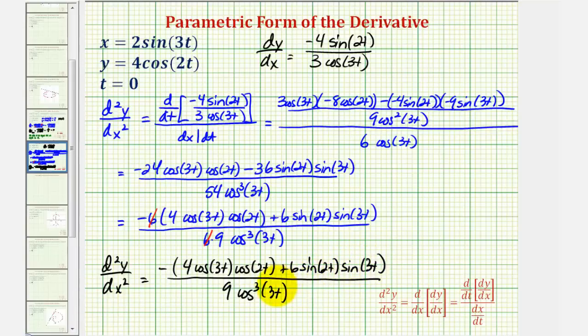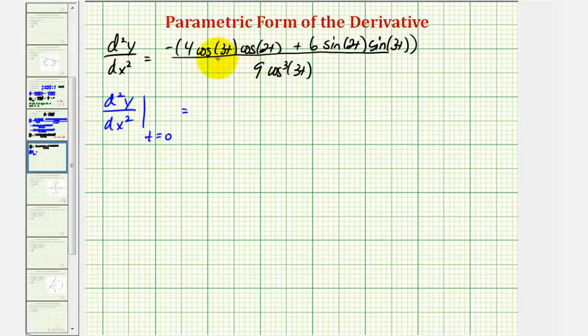Remember, our goal here was to evaluate this at t equals 0 to determine the concavity at the point 0,4. So let's go ahead and evaluate the second derivative at t equals 0 on the next slide. Notice when t equals 0, all of the angles of the trig functions would be equal to 0. So we'll have negative and the quantity 4 times cosine 0 times cosine 0, and cosine 0 is equal to 1. And then here we'll have 6 times sine 0 times sine 0, which is 0. Then we'll divide this by 9 times cosine cubed 0. Again, cosine 0 is equal to 1, so this is 9 times 1 cubed.